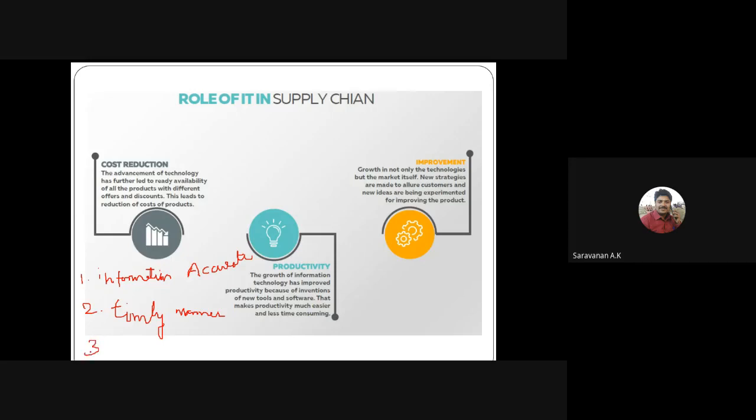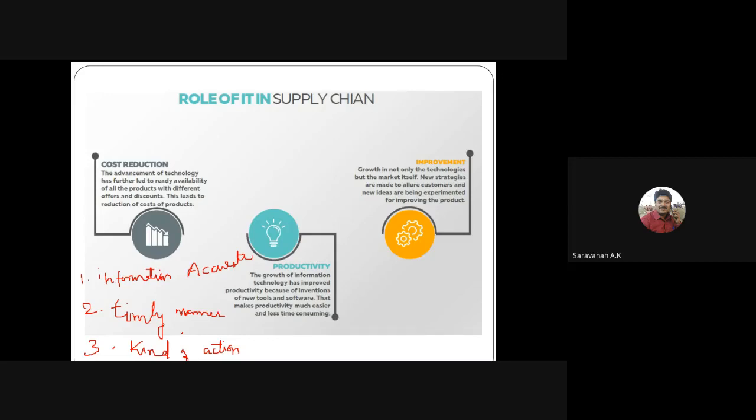Then the third one, right? The information must be in the right kind of action, right? So these three characteristics are very important while making decisions in the supply chain network. These three we have to see, right?